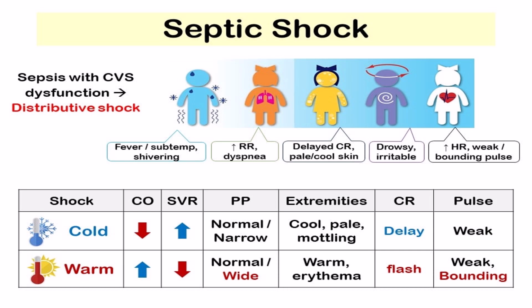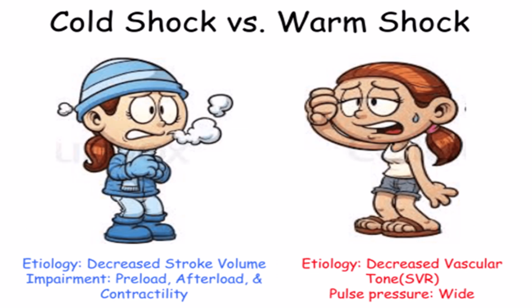In children, special considerations include that children more often present with cold shock, while adolescents and adults are more likely to present with warm shock initially. For pediatric patients, the initial vasopressor of choice for cold shock is epinephrine. Pay close attention to fluid status and the response, as children can compensate for shock for a longer period before rapidly decompensating. In summary, cold and warm shock represent different hemodynamic states within the progression of septic shock.